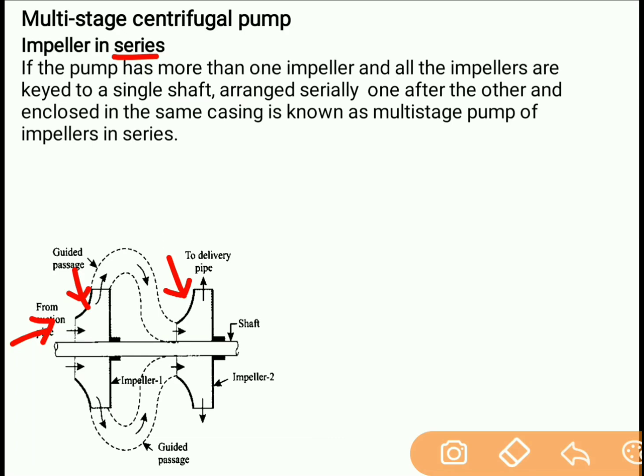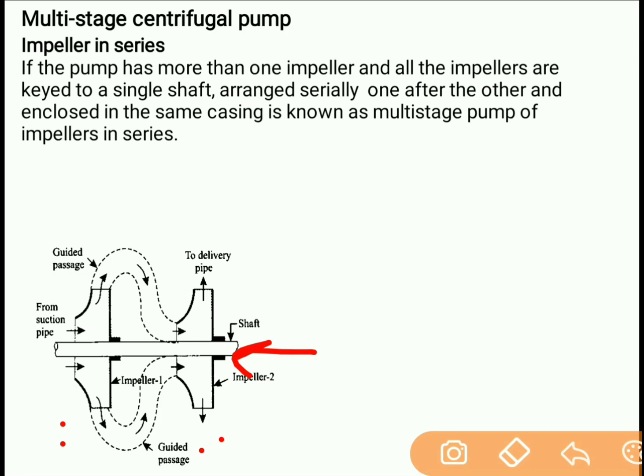As the water enters the centrifugal pump, it gets transferred to the impeller, and at the impeller the kinetic energy and pressure energy of the water will get increased, and this pressurized liquid will get transferred to the second impeller. In the second impeller also, pressure and kinetic energy will get increased, and finally it will be transferred to the delivery pipe. So in this case there are a total of two impellers which are attached to a single shaft.